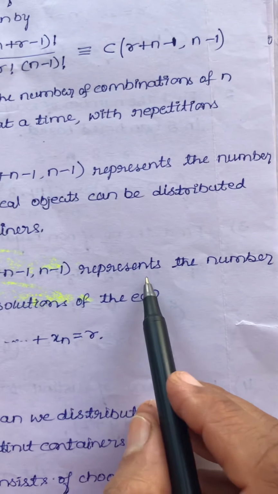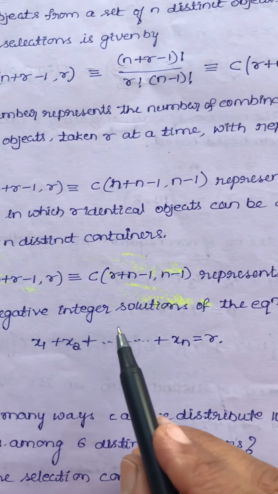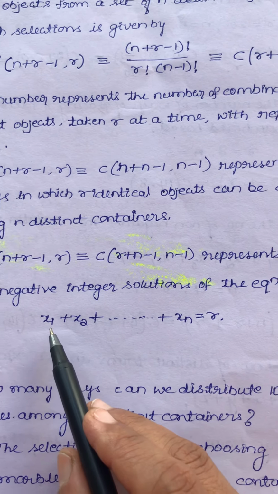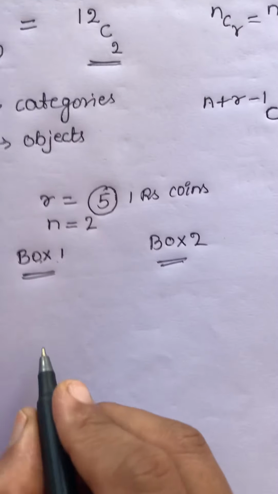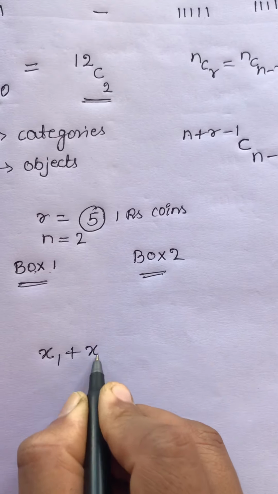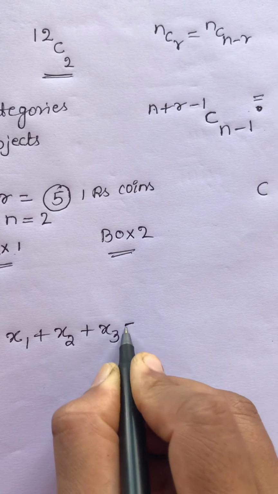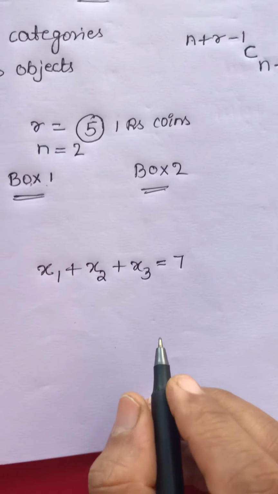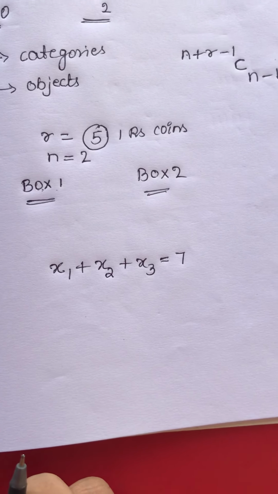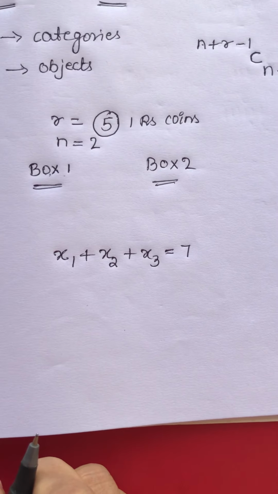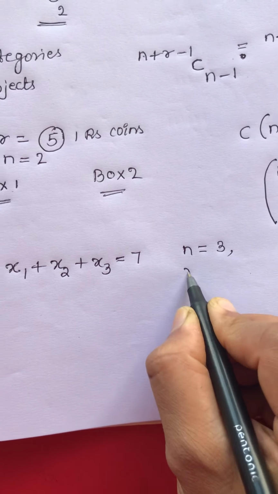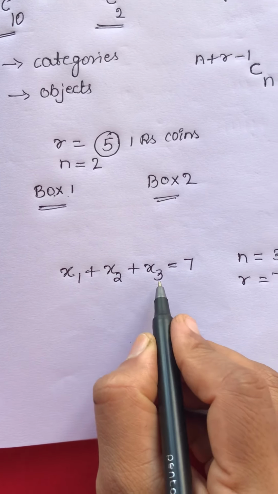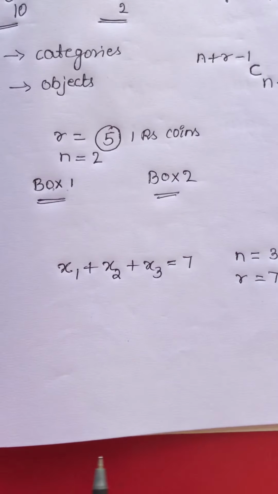Next, the same formula also represents the number of non-negative integer solutions of the equation x1 plus x2 plus etc. up to xn is equal to r. That means, say for example, I have an equation like this: x1 plus x2 plus x3 is equal to maybe some 7. Now how many solutions exist for this equation? Here n value is 3 and r value is 7.